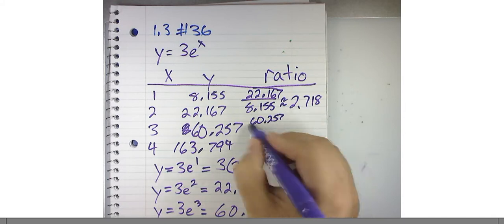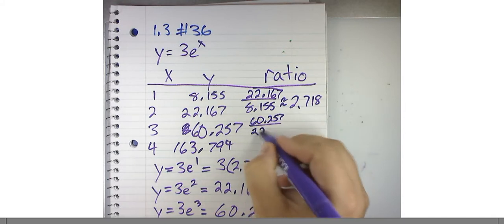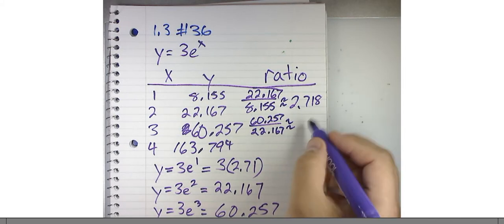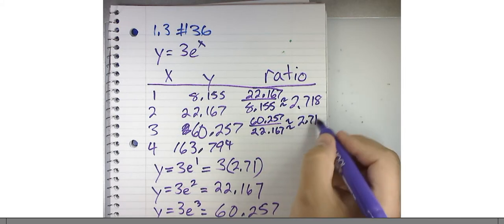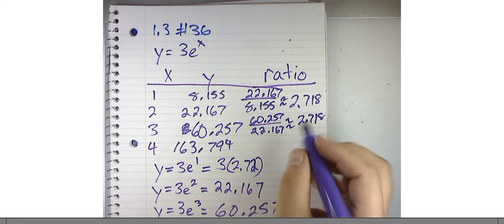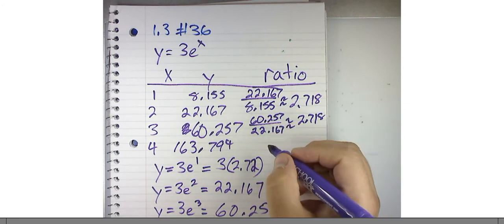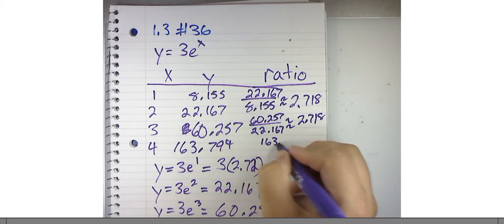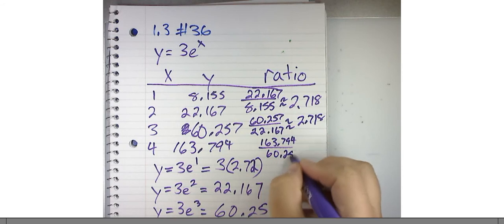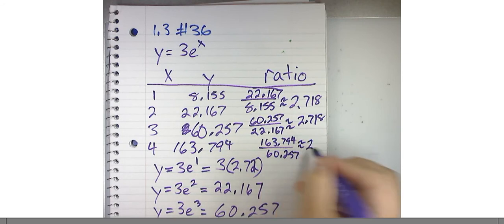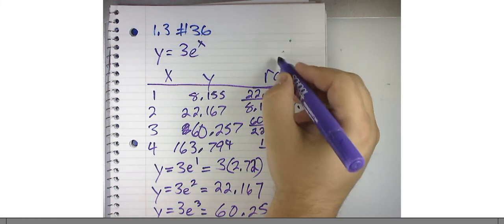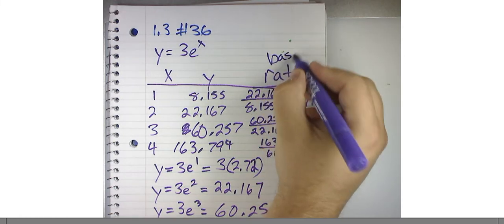If I were to do that again with 60.257 all over the previous y value, which is 22.167, approximately, guess what that is? 2.718. Sometimes I should carry that out, it's 2.72. But anyways, what you'll see is if we continue down that path, in other words, if I say 163.749, divide that by 60.257, you guessed it, 2.718, which is e. So the ratio here is always going to be the base in these exponential functions.